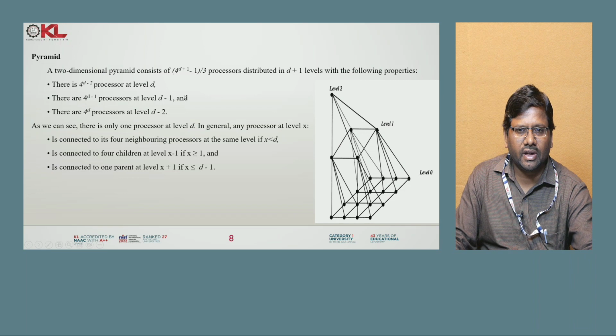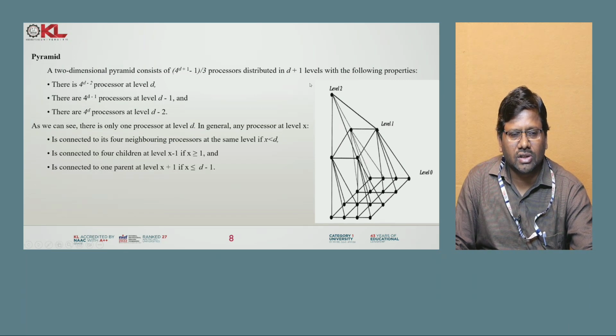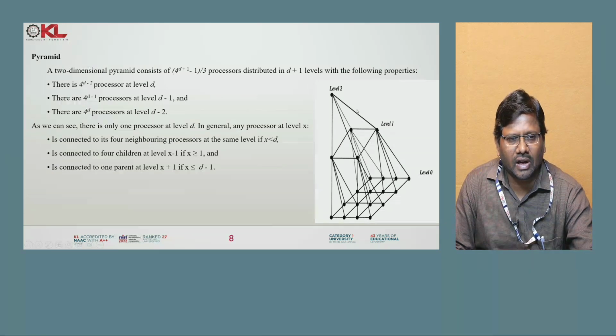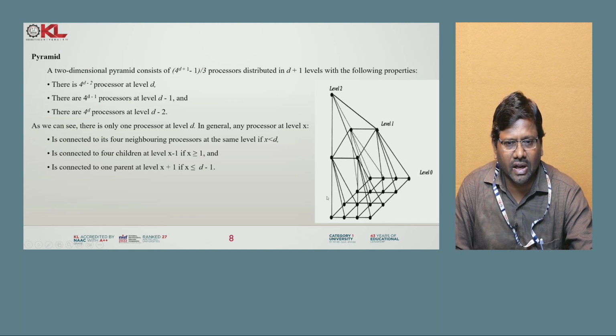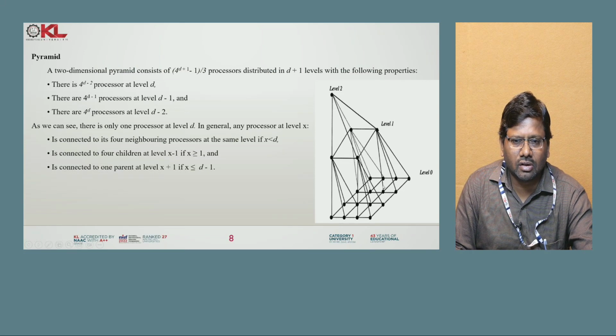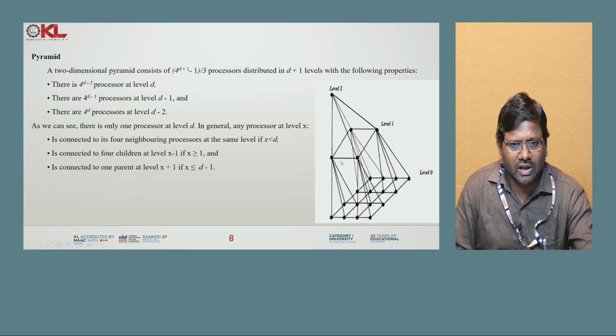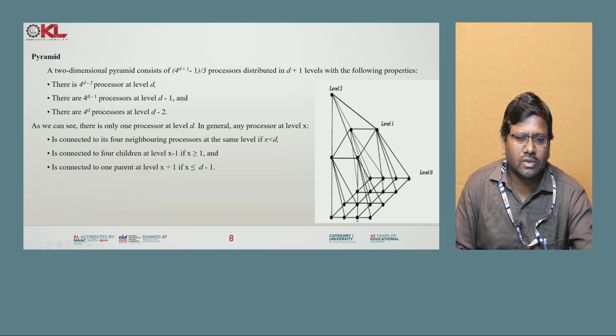Next, pyramid, as we discussed. Here the processors at each level are connected in such a way that the resultant interconnection network resembles a pyramid. At level 0 we have one kind of processor that are connected. At level 1 another number of processors are connected. At level 2 we have only one processor. This is the root processor that is connected to the other processors. If we take a clear view, this represents a pyramid interconnection.